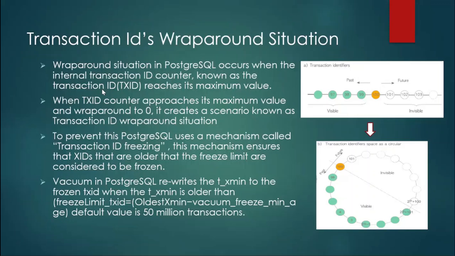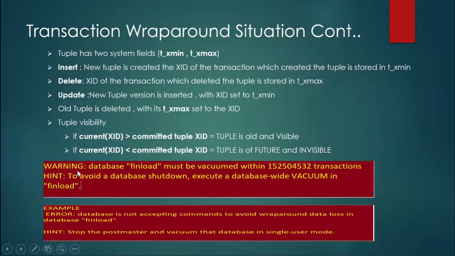For example, your vacuum process is very busy and it is trying to skip the vacuum. At that moment, you may have this transaction wraparound situation, but it is very rare. So what we can do as a DBA is set monitoring for this wraparound situation. We have 2.1 billion, but when it reaches half of that, we can get a warning message automatically in the alert log.